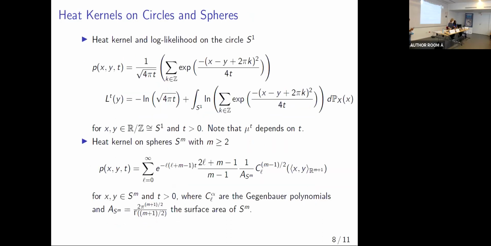Okay, now let's look at some examples. On the circle, the heat kernel is the wrapped normal distribution. So again, a well-known distribution, but it turns out here, if we look at the likelihood, that the parameters do not decouple. So the diffusion mean actually depends on t, on the diffusivity, right? And this is actually for manifolds a very typical feature. As you recall, for the Euclidean vector spaces, they decouple. For manifolds, they don't. And even on the circle, they don't. And for spheres, it's of higher dimension.